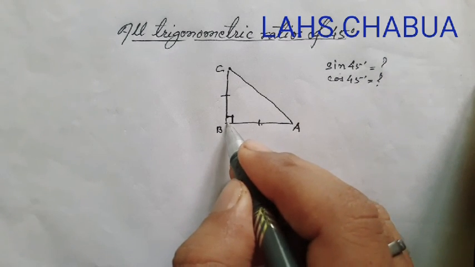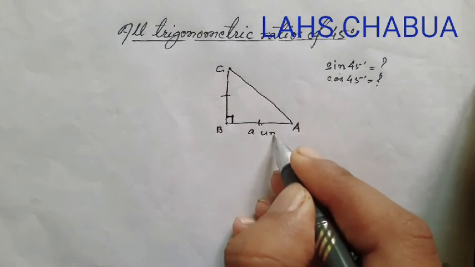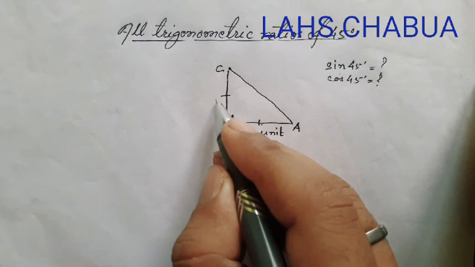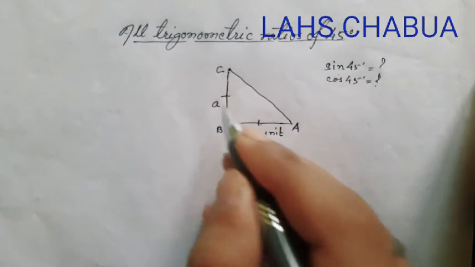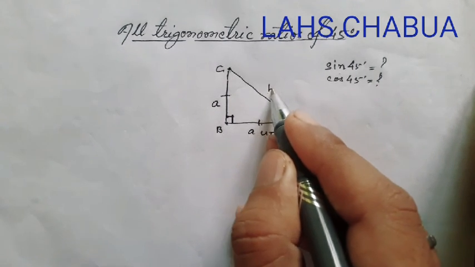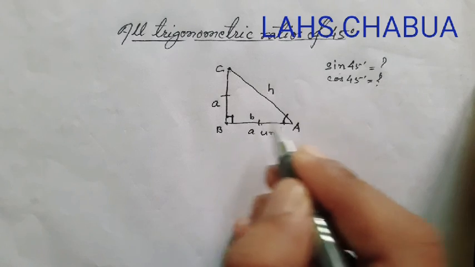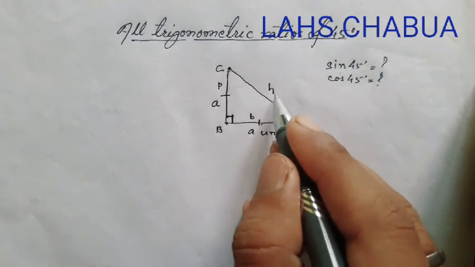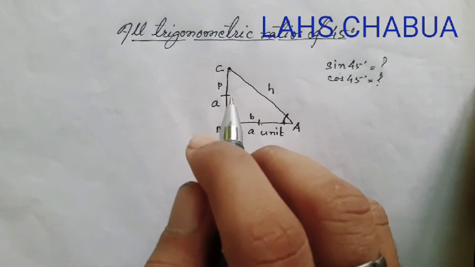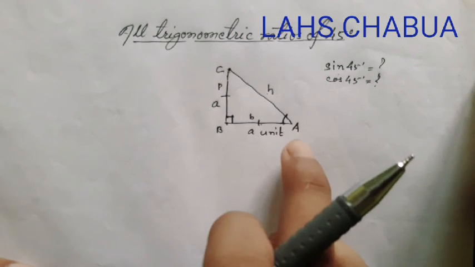And we are going to assume the length of this side is, suppose, a unit. We are assuming a unit, and from here the length of BC is also a unit. Hypotenuse we don't know. See, this is our base. With reference to this angle, this side is base, this is perpendicular, and this is the hypotenuse. Now we have drawn the right angle isosceles triangle.